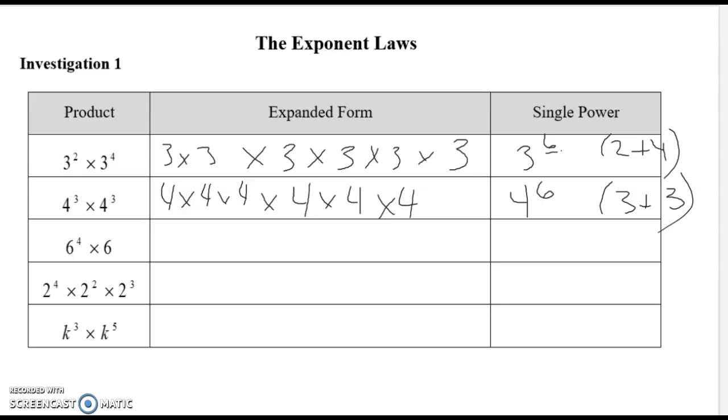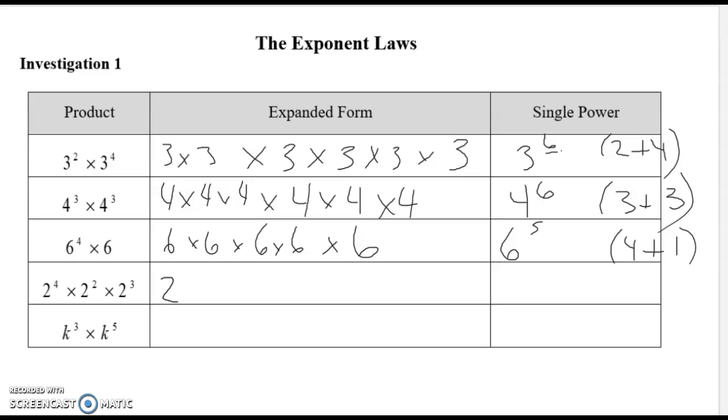Okay, next one. We have 6 to the power of 4, so 1, 2, 3, 4, times 6 to the 1. So we have a 6. If we were to add them all up, we know that we have a base of 6, and then we have 1, 2, 3, 4, 5. So it's 6 to the exponent 5. And if we add the exponents, 4, and since there's nothing there, let's assume that it's a 1, so it'd be 4 plus 1, and that gives us our 5.